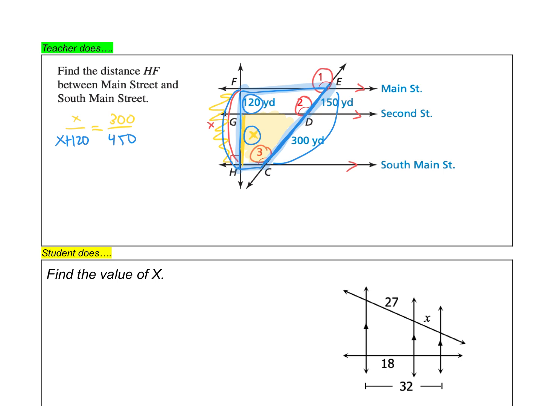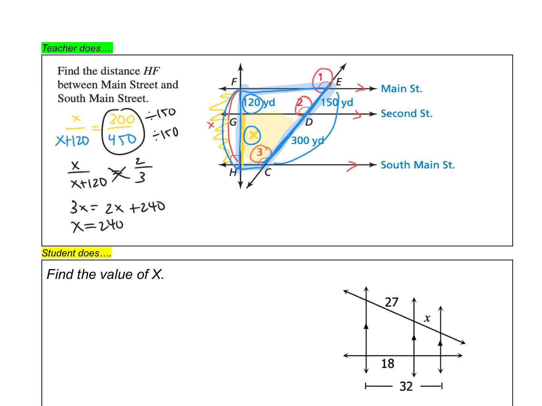Now, we are going to solve this one. I'm going to simplify this fraction on the right first, just to make my life a little easier. I can divide by 150. So then I get X over X plus 120 is equal to 2 over 3. It's just easier to cross multiply that way. Okay, so now if I cross multiply, I get 3x is equal to 2x plus 240. So x is equal to 240.